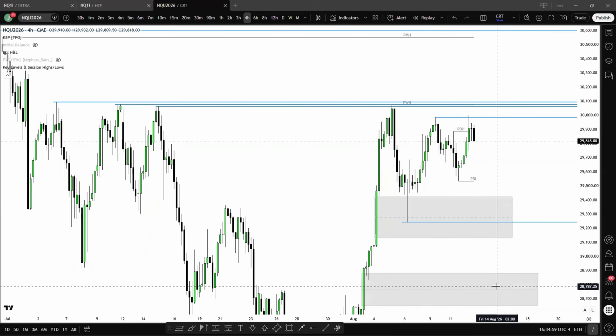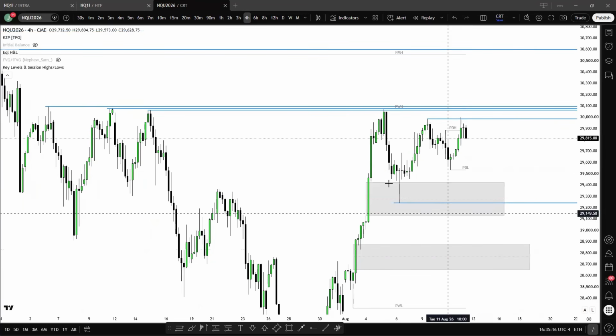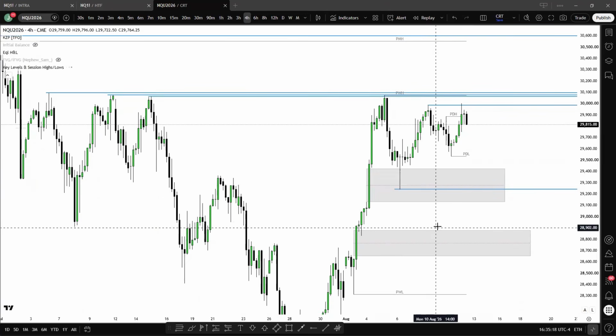Initial balance of New York session. That is correct. That is correct. I'm talking equity indices only right now. Now, the strategies we use can be used for anything, but I'm talking about equity indices. Okay, so that's that. The other one would be a higher low made inside of a fair value gap.